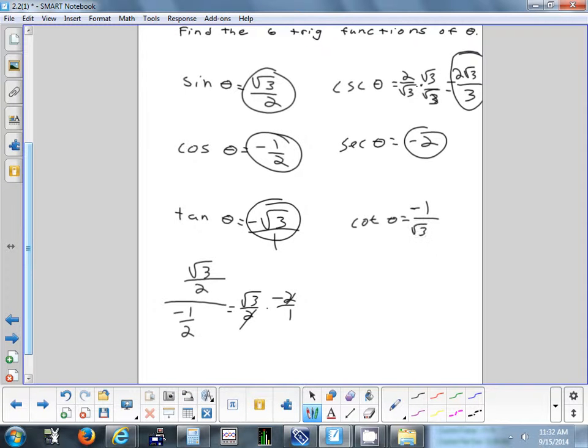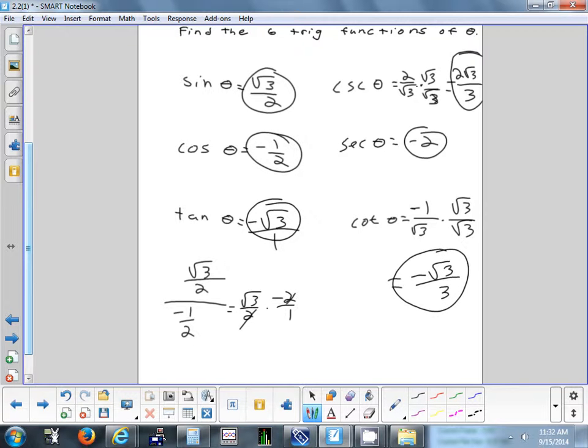Okay, is it okay, Andy, to leave that as a final answer? No. You have to multiply the top and bottom by the square root of 3. It's exactly the same thing we did for the cosecant. Multiply top and bottom by square root 3. Okay, so this is why I went over that last week. So negative root 3 over 3.